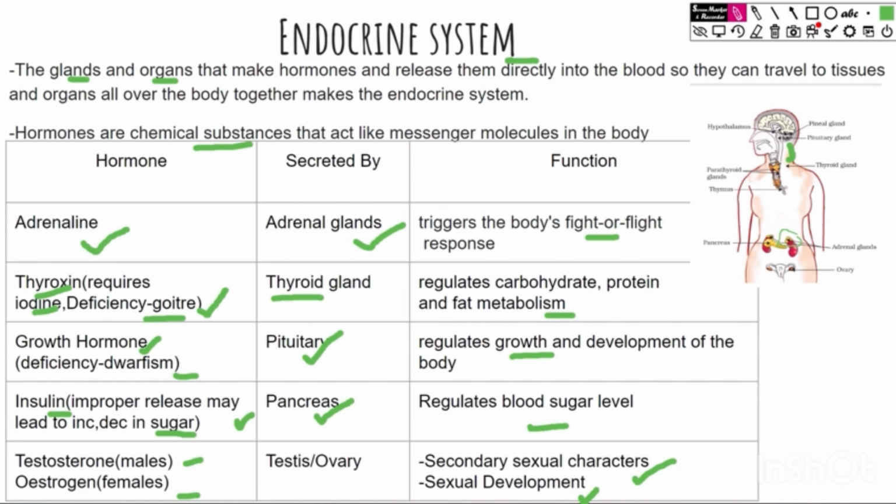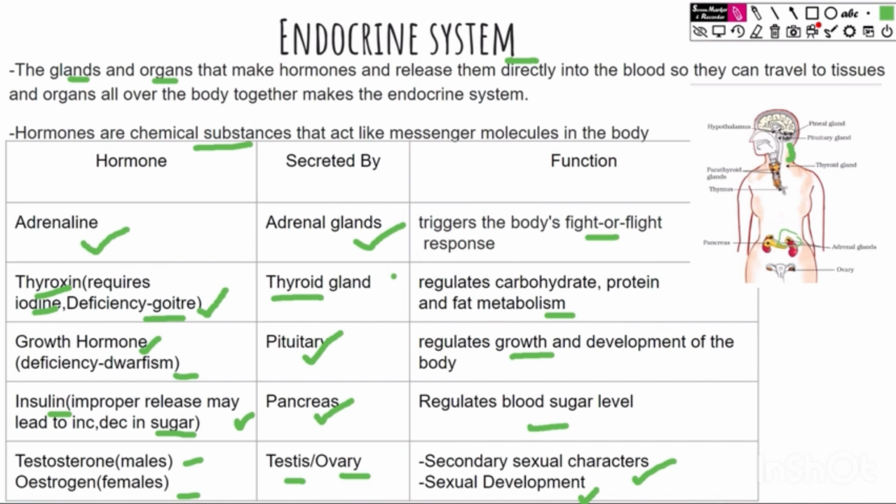What do you mean by sexual development in females? It means the development of ovaries, the development of uterus and all the sexual organs, whereas in males the development of testes and sperm production is controlled by testosterone. Testosterone is released by the testes and estrogen is released by the ovary in females.